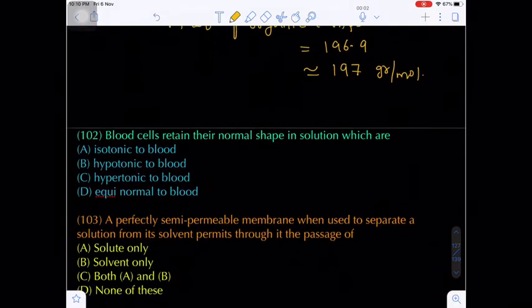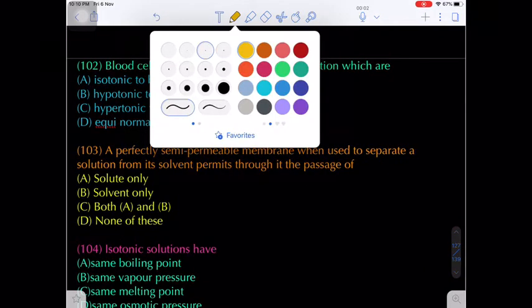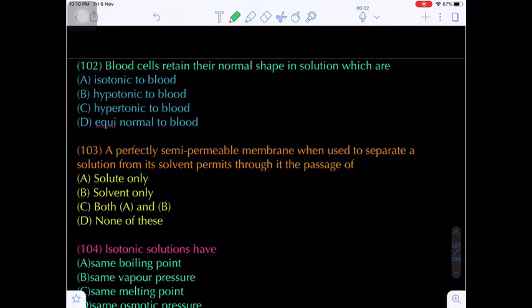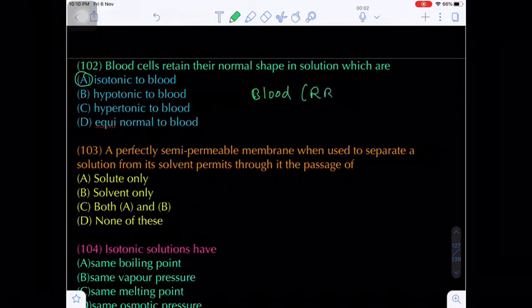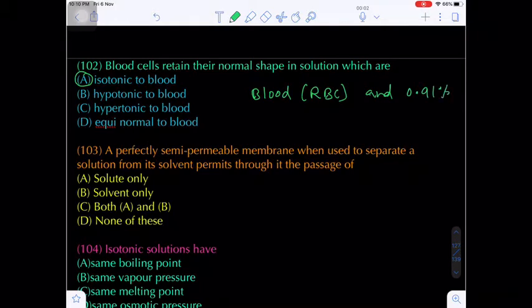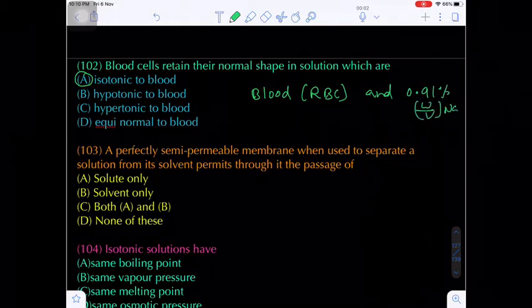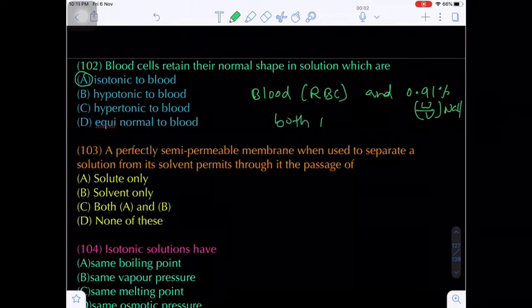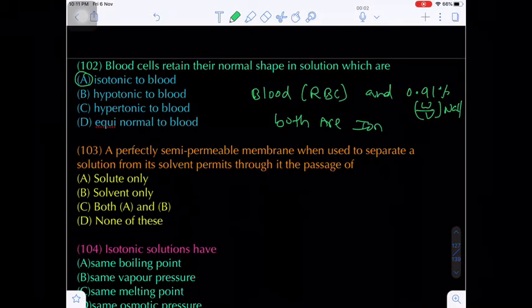Okay. Now, question number 102. According to question number 102, the blood cells retain their normal shape in the solution of what? Isotonic solutions. The solutions whose osmotic pressure is the same, such solutions are called isotonic solutions. We know blood, indirectly RBC, and 0.91 percent W by V NaCl, both are known as isotonic solutions.